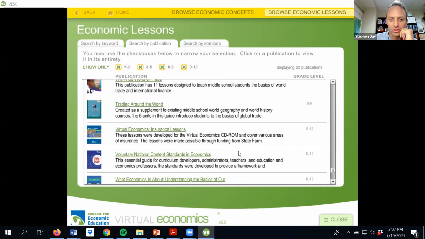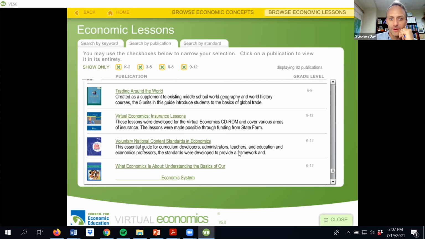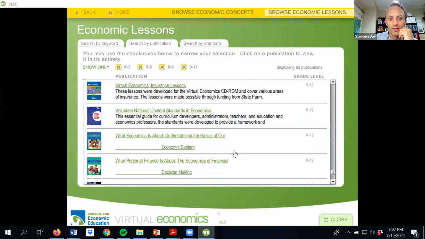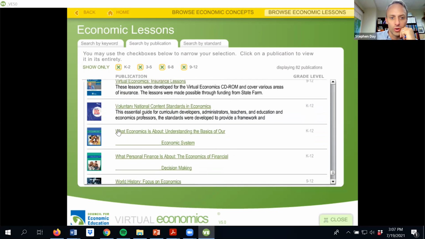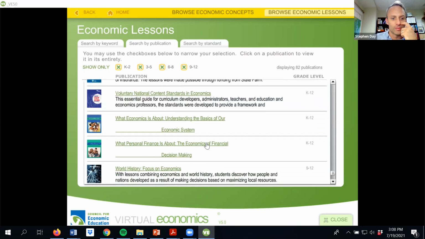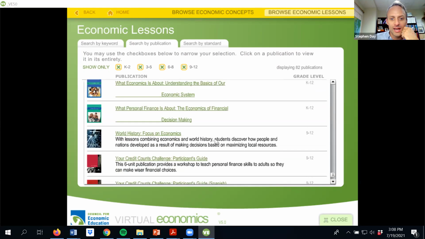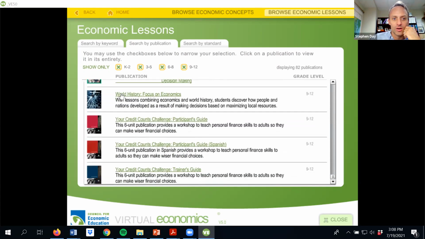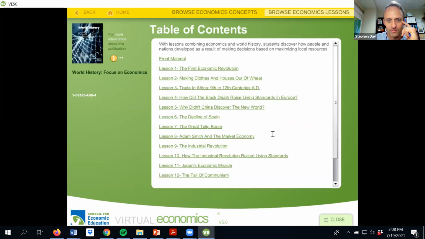So please do make sure you scroll all the way down to the bottom. If you want a little primer on economics, you can go to What Economics Is About. It's a little booklet that's towards the bottom, right next to What Personal Finance Is About. And then look, we have one more book, World History, Focus on Economics. And this book is a little older. That's why it had to be superseded by the book I've been pulling lesson plans from. But, you know, it's another whole lesson plan book based on world history.